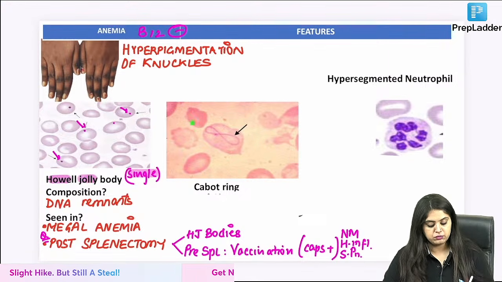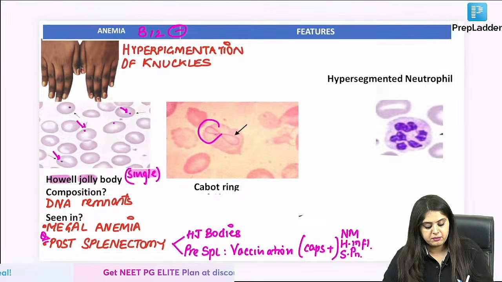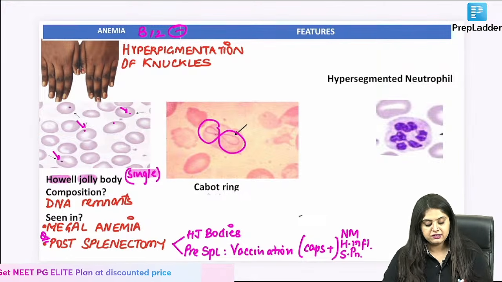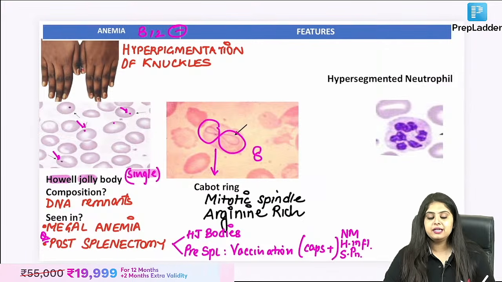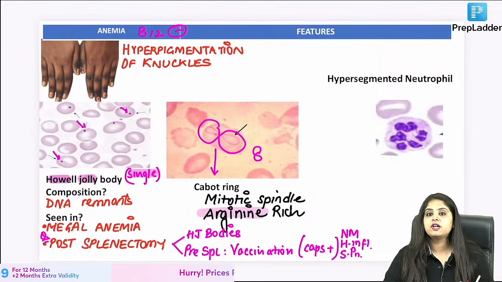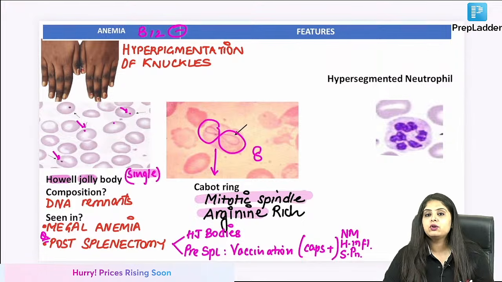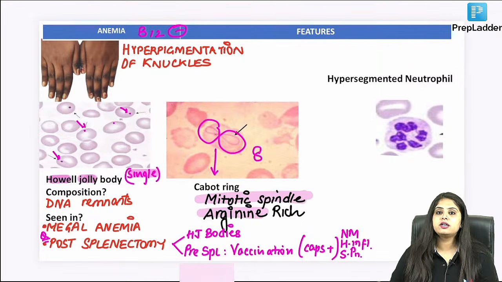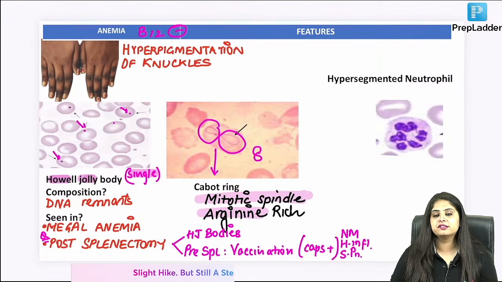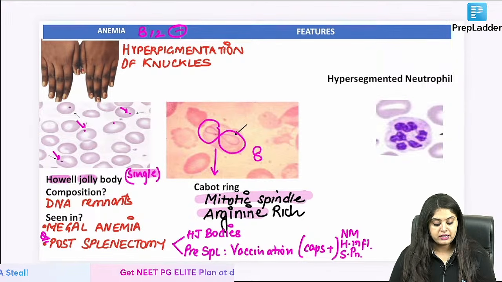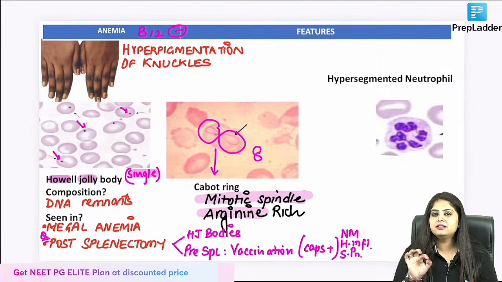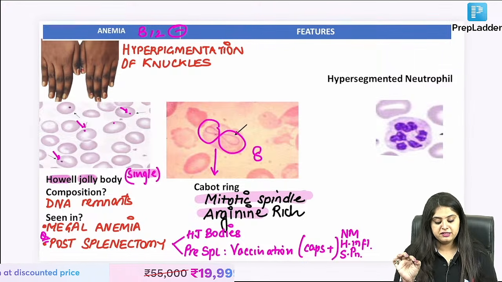Now coming to the next one. What is this? Who can forget the famous figure of 8 appearance? That is a Cabot ring. Does it have to be necessarily 8? Because what a Cabot ring is, it is made of an amino acid, arginine, that has made a mitotic spindle. You remember in school you used to study prophase, metaphase wala mitosis. Chromosomes used to get arranged in different plates, and they used to hang on a very thin thread called the mitotic spindle. See, it's a thread.